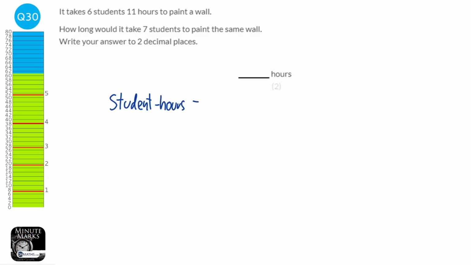To be able to work out this question, we need to work out the amount of student hours required to paint the wall. And to work that out, we've got 6 students and it takes them 11 hours. So 6 times 11 means it's going to take 66 student hours. So if we had 1 student, it would take 66 hours. 2 students would be half of that because they share the work, and so on. So here we've got 6 students and it takes 11 hours, and it says how long will it take 7 students. Well, if there's 66 student hours, but they're sharing the time, we just divide 66 by 7.